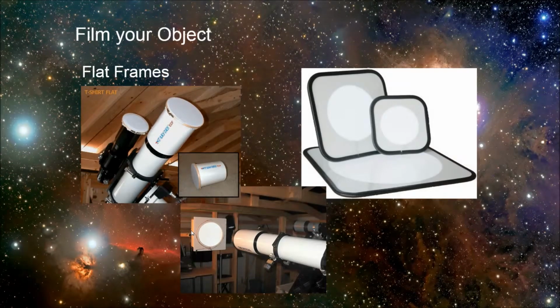Here's some examples of ways that people do flat frames. You can see in the upper left here the t-shirt method, which is what I use. It looks like they've actually cut a t-shirt and made a bracket or something for it, but what I do is just stretch a t-shirt across there, get all the wrinkles out, and hold it in place with the dew shield, which fits over that. And then different electroluminescent plates you can buy because you're trying to get a very even illumination.